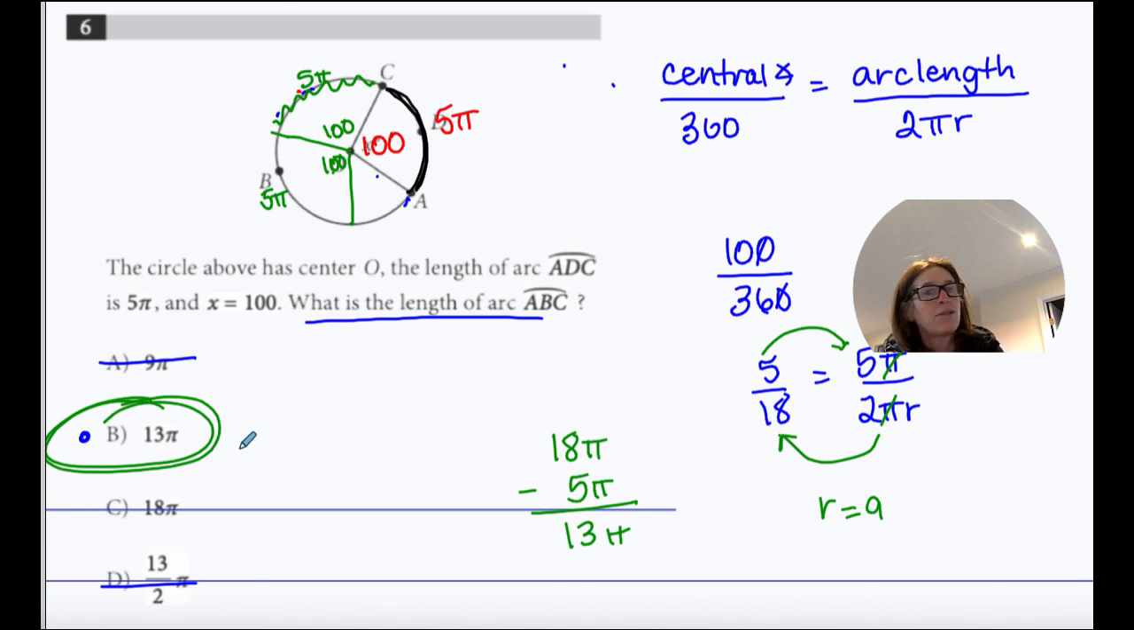Lots of ways to consider this problem, but arc length is usually on the test. So you're going to have to start thinking bigger. And remember, maybe just playing around with the numbers is also always a good idea, okay?